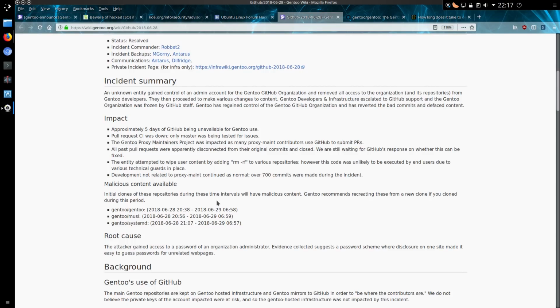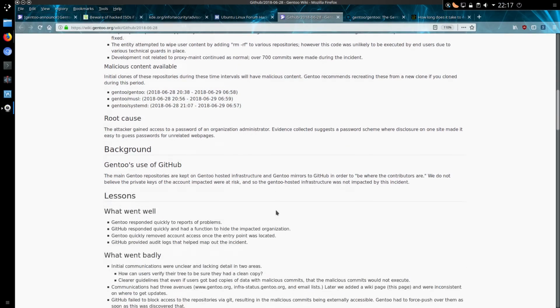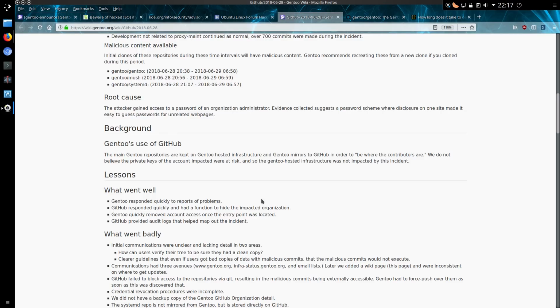The attacker attempted to wipe user content by adding rm -rf to various repositories, however this code was unlikely to be executed by end users due to various technical guards in place. Initial clones of the repositories during these time intervals will have malicious content. Gentoo recommends recreating these from a new clone if you cloned during this period, and that is a period listed there. The root cause appears to be password reuse from one developer.